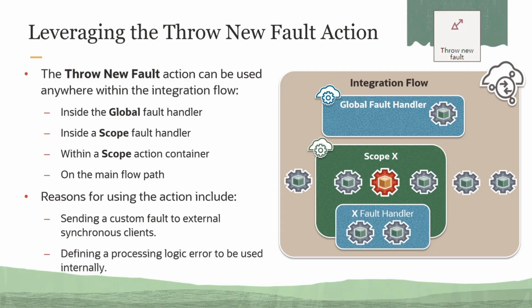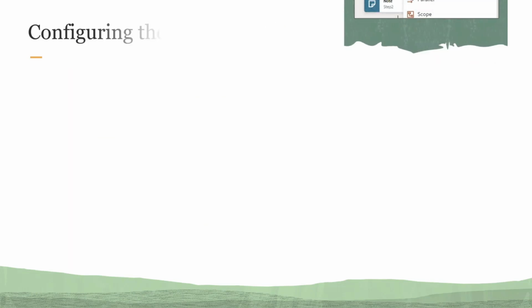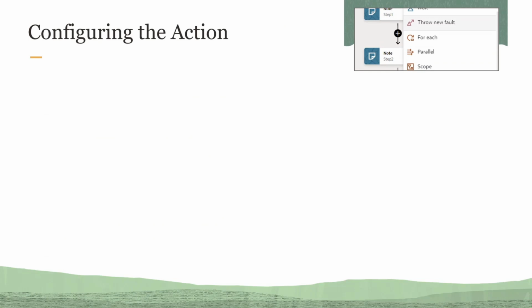The other is where you might encounter an unexpected condition at runtime, such as data validation errors discovered within downloaded files or other externally received messages, and now you wish to raise that as a processing logic error that you want to deal with inside of a fault handler. So how do we configure this action?